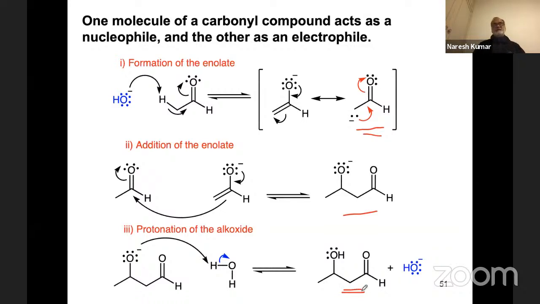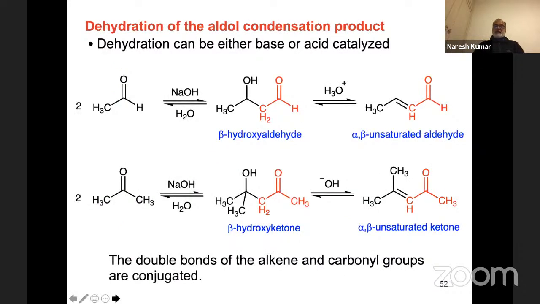So the mechanism is pretty straightforward. You remove the proton from the adjacent carbon, that becomes a nucleophile, attacks your carbonyl, and protonation gives you the corresponding hydroxyaldehyde or hydroxyketone compound. And one thing which can happen with these hydroxy compounds is that this is the hydroxyaldehyde we just got and hydroxyketone we just got in the earlier slides.